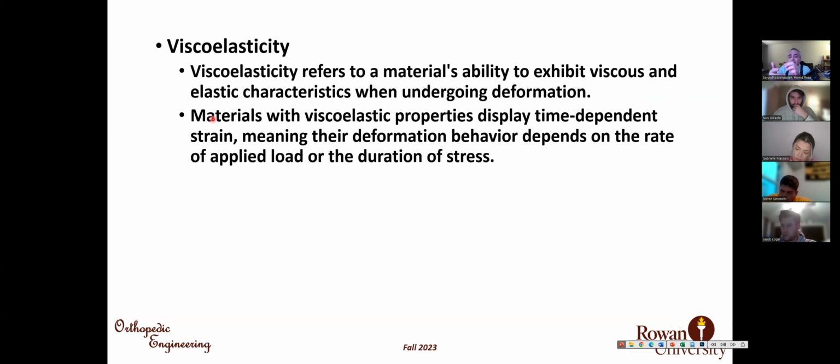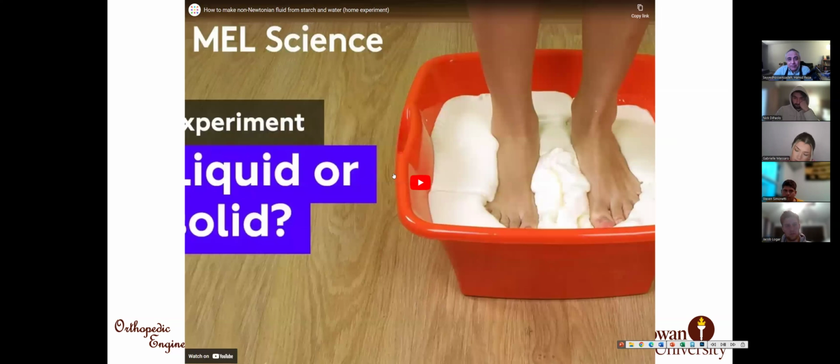Viscoelastic materials are materials that exhibit both viscous and elastic behaviors together, not at the same time, together. And when they are under a stress, they provide a time-dependent and rate-dependent strain. It means based on the rate that the load is applied. And more importantly, based on the time that the load is applied, they have different behaviors. Let's see this video.